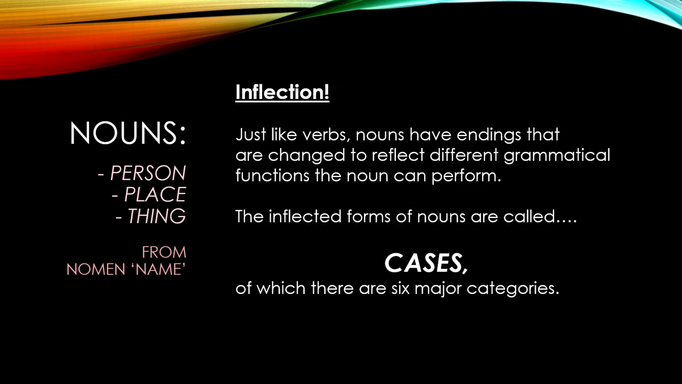As you learned in Chapter 1, the endings of verbs change to indicate its person, tense, and number. Because Latin is an inflected language, just like verbs, nouns have endings that are changed to reflect the different grammatical functions that the noun can perform. The inflected forms of nouns are called cases. There are 6 cases in Latin.